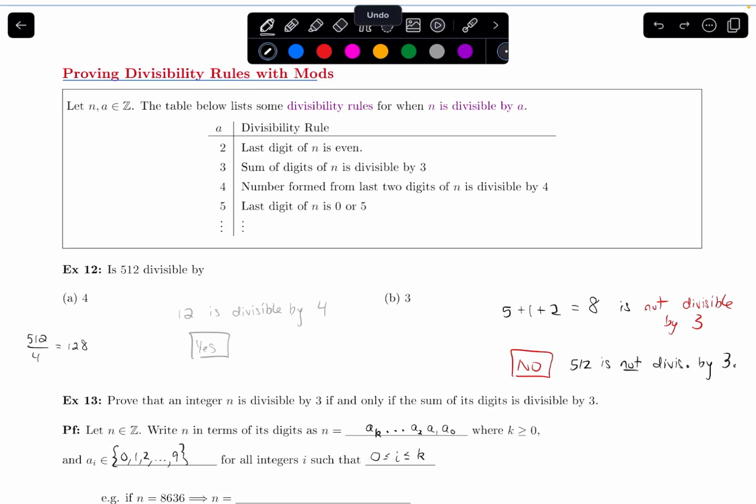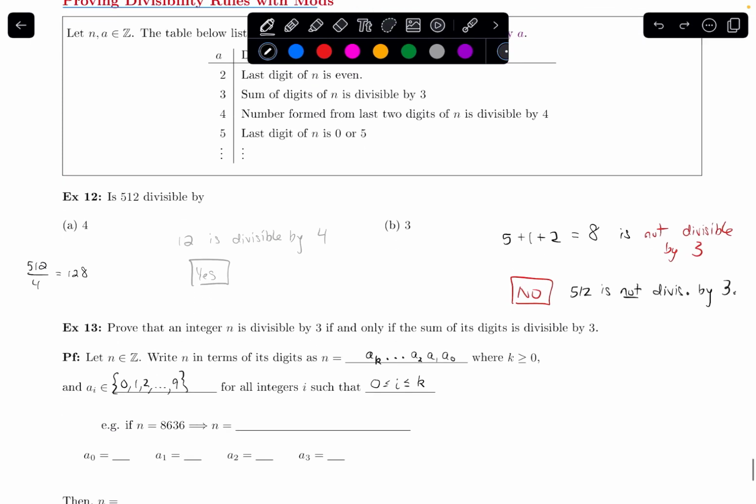Here's what I'm going to do with this. I want to write my number in terms of the digits. As an example, to get a feel for this, suppose n was 8,636. I can break this down in terms of the digits. n would be 6, my units digit, plus the tens digit, which is 3, multiplied by 10. So that's adding 30. The next digit is a 6, but that has to get multiplied by 100 so that it gets in the 100 spot. And then the last digit is the 8, and that's going to get multiplied by 1,000.